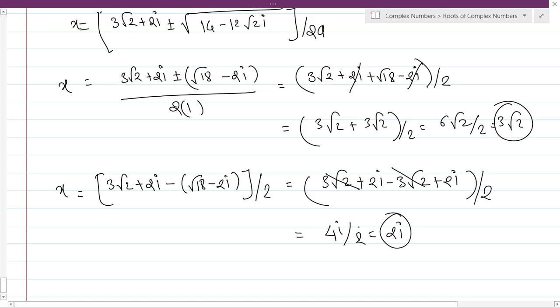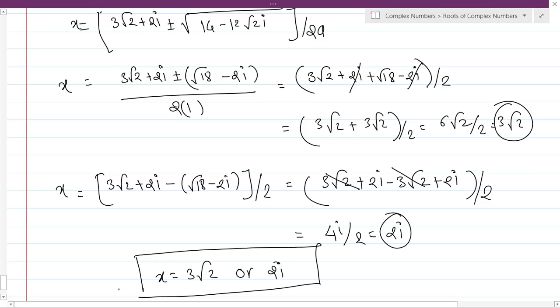Okay, so what values of x are we getting? x is equal to either 3 root 2 or 2i. So this is the answer for this question. Okay, so let me put it in a box. Solving these types of questions requires the concepts which we studied in our last video. So again I request you, please go and check out that video. Okay, now let's see the third question.